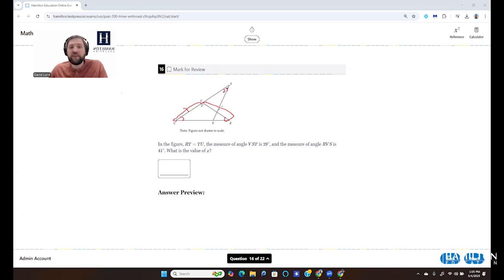And this is also interesting because there's a top triangle and there's a big triangle, so there's probably something about that we need to worry about. So 29 degrees, and the measure of angle RVS is 41 degrees. What is the value of x? So x is the top one. My plan of attack is probably to find either the angle next to RTU or find the base angles of the isosceles triangle and go from there.